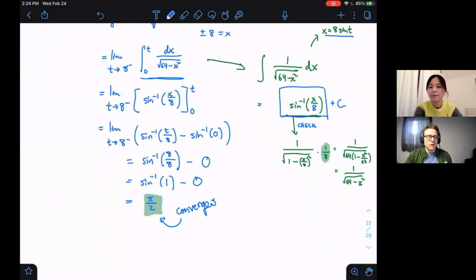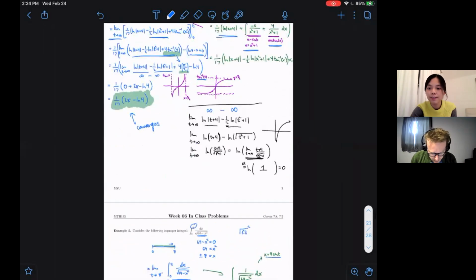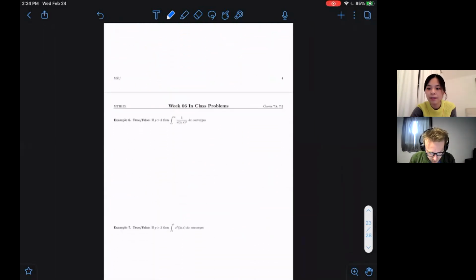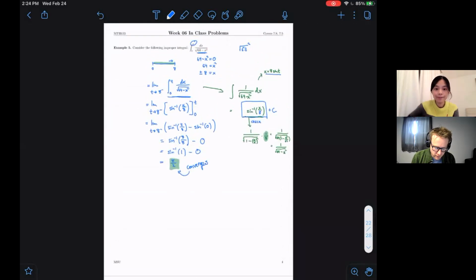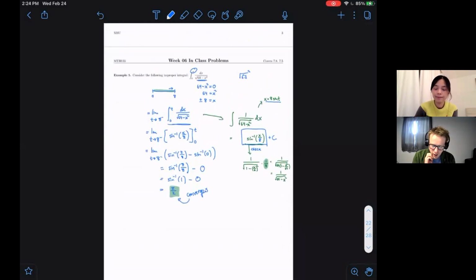Someone is asking, can we go over comparison theory for 7.8? I don't think I've selected any problems here that directly use the comparison theorem. And maybe that's a good point, that in the future I should try to do some that require the comparison theorem.